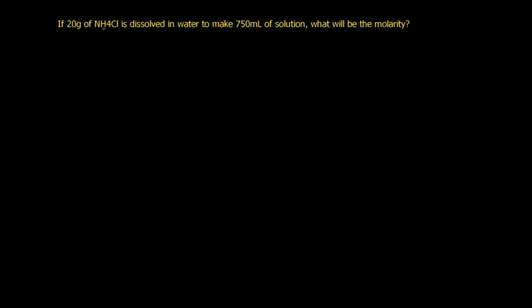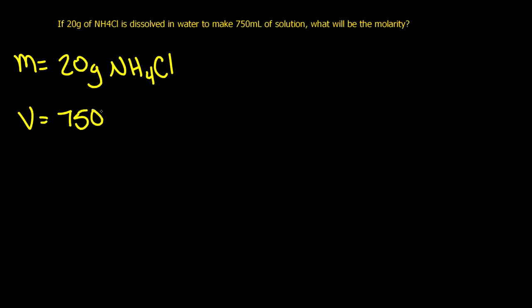Alright, so let's pick out some information. I got 20 grams of ammonium chloride. That is a mass. And it's dissolved in water to make 750 milliliters of solution. So I got a volume of 750 milliliters. What will be the molarity? So I'm looking for molarity.